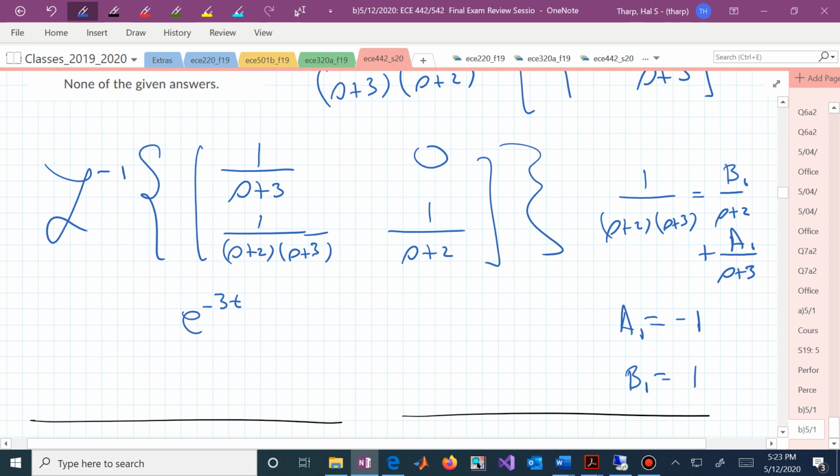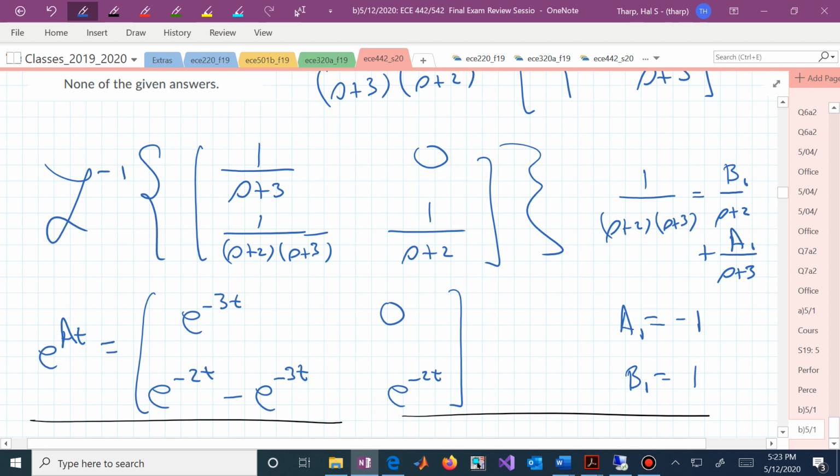So that now in the lower left hand corner we have 1 over s plus 2, which just ends up being e to the minus 2t, minus 1 over s plus 3 inverse Laplace transformed, which is e to the minus 3t. And in this entry, that's now e to the a little t. To find e to the a big T, we simply replace little t with capital T, and we're done.